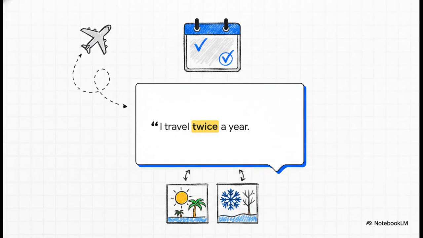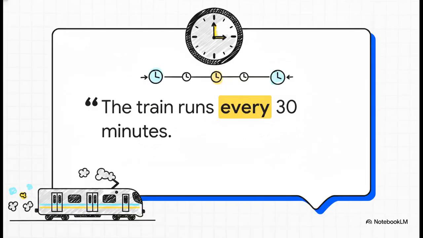Because having the vocabulary is really only half the battle, we actually need to slot these into grammatically correct sentences. Check this out. I travel twice a year. The subject and verb come first, I travel, followed immediately by our definite frequency expression. This leaves 0 ambiguity. It is a completely factual statement about a routine. Or we can use every to establish that recurring interval we talked about. The train runs every 30 minutes. Think about how essential this structure is for just navigating the world. It's not just happening once, it is locked into a continuous, totally dependable loop.